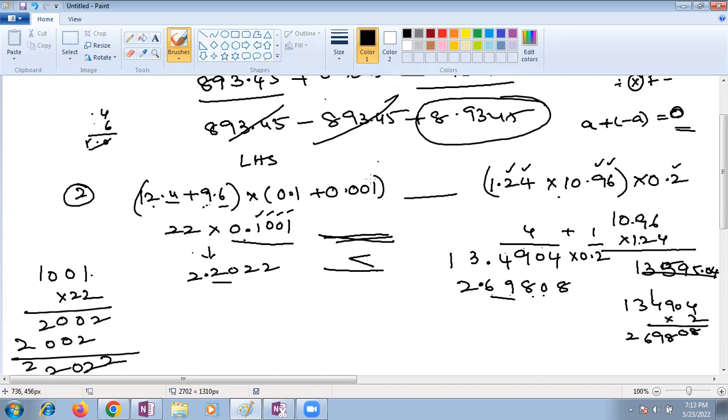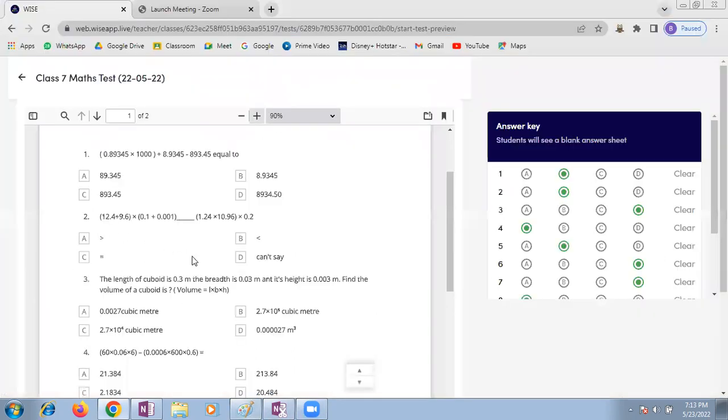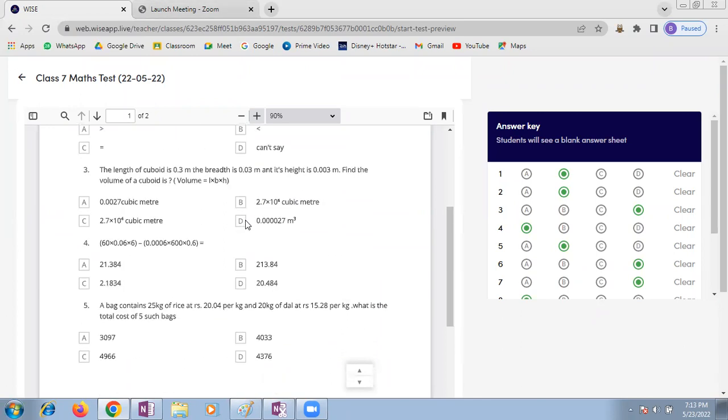So coming to the right side, which option is true in the second one? Option B was correct. Any doubt? Please share your doubt. Ma'am, I have doubts in the 9th and 10th ones. I have a doubt in the 3rd one. Yes, we will go one by one. No issue, no need of rushing. We are going in detail.